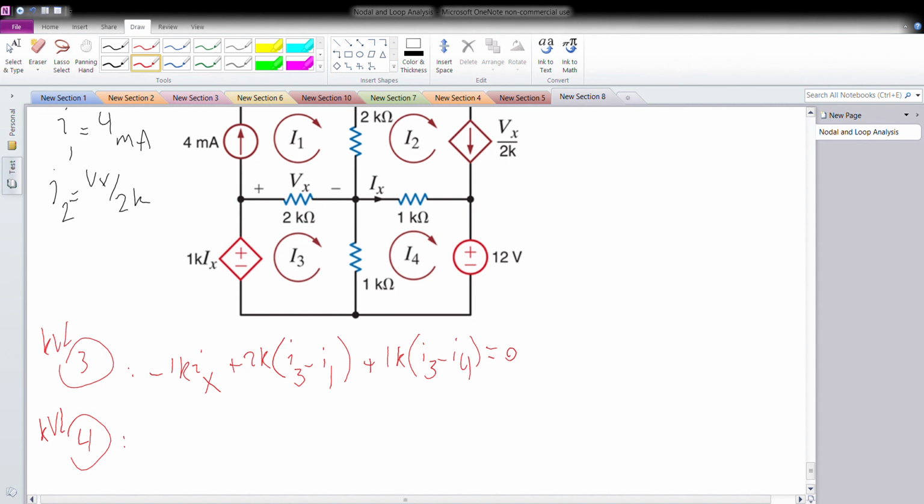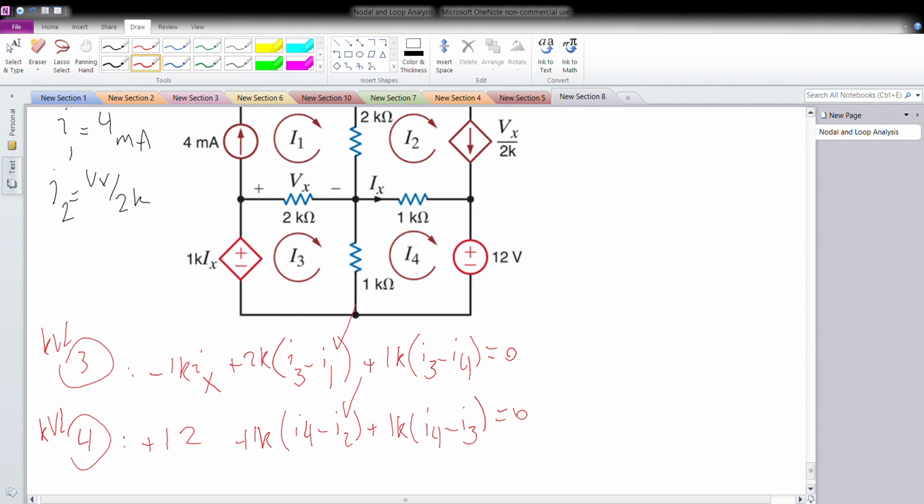So for loop 4, again, let's start with that 1k. It's going to be 1k times I4 minus I3, plus another 1k times I4 minus I2, plus 12 equals 0. So, I know what I1 is. I know what I2 is, but I know it in terms of a variable. So I have to find basically Vx, and I have to find Ix. So I can have 2 equations, 2 unknowns, right? So let's go ahead and see if we can find Ix.